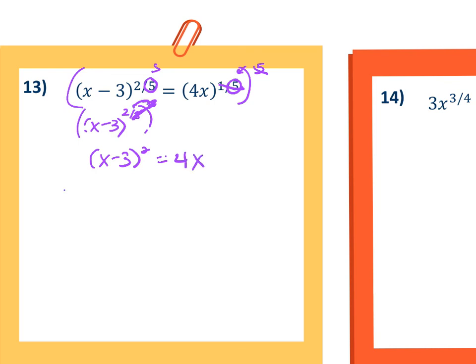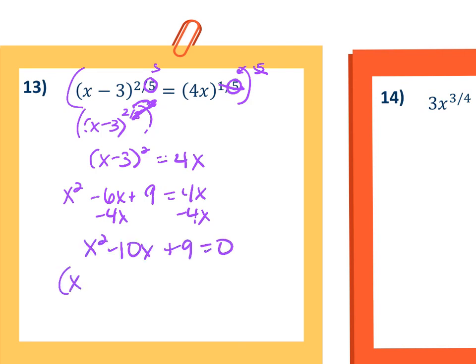So use my special products here, x squared, positive 9, negative 6x in the middle. Move the 4x over, x squared minus 10x plus 9 equals 0, and x minus 9, x minus 1. I'd get 9 and positive 1.